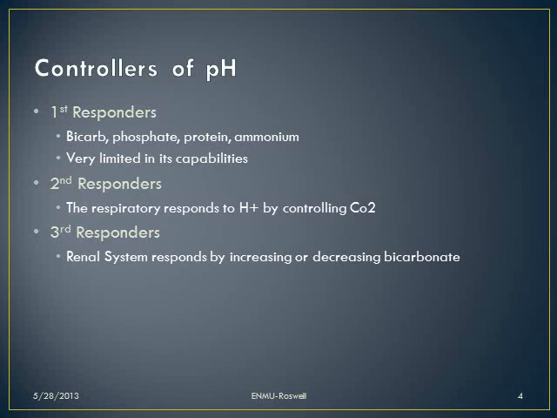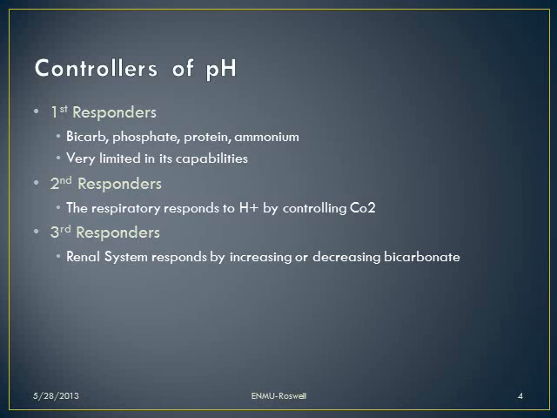So, things that control pH. The first responders are bicarb, phosphate, protein, and ammonia. Those are our buffers. They're very limited in their capabilities of what they can actually do to manage pH, but they will start to buffer out those extra hydrogen ions. They'll either absorb the hydrogen ions in the event that we are acidotic, or they'll emit hydrogen ions in the event that we're alkalotic, to try to bring our pH back into that 7.35 to 7.45 range.